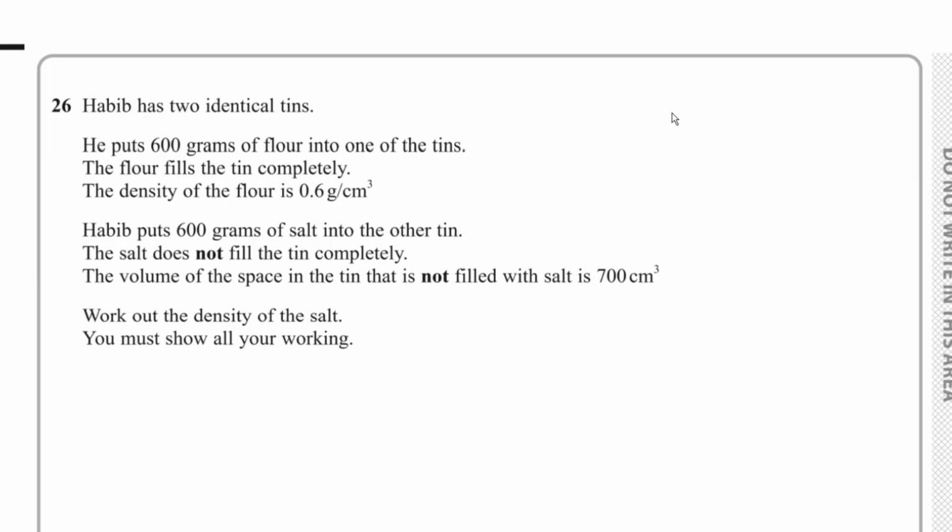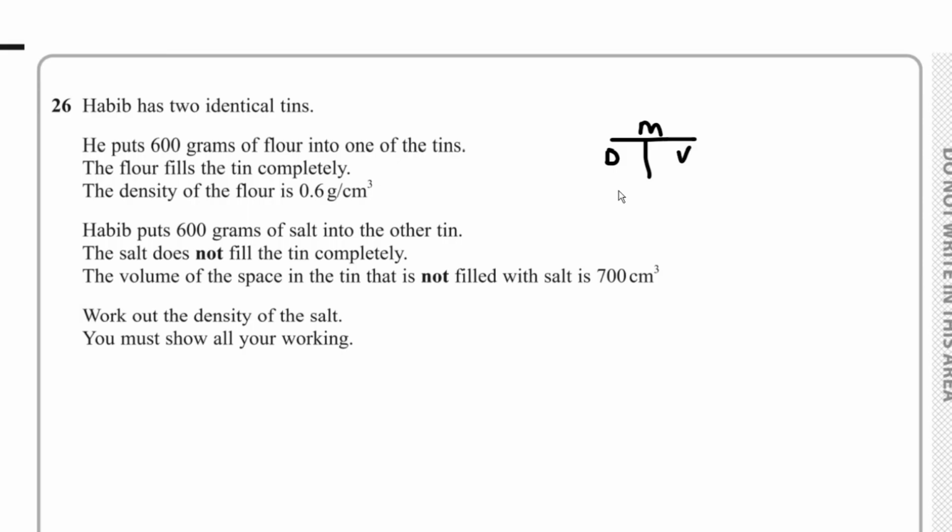Question number 26. Habib has 2 identical tins. He put 600 grams of flour into one of the tins. The flour fills the tin completely. The density of the flour is 0.6 grams per centimeters cubed. Habib puts 600 grams of salt into the other tin. The salt does not fill the tin completely. The volume of the space in the tin that is not filled with salt is 700 centimeters cubed. You have to work out the density of the salt. You must show all your working. So we know that density equals mass over volume.